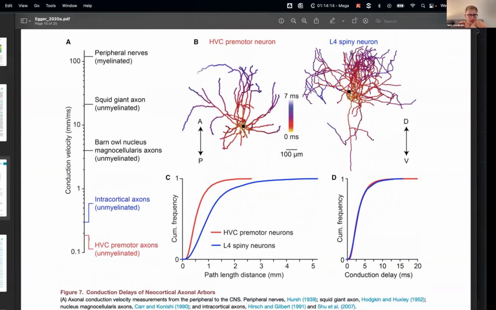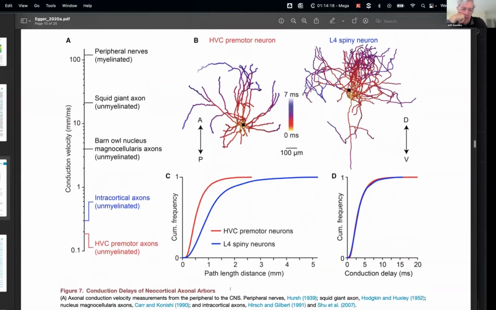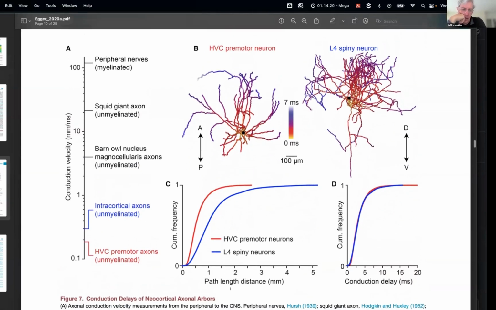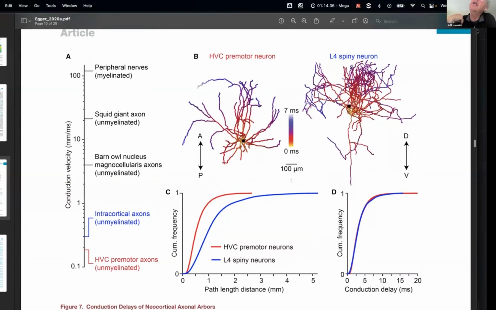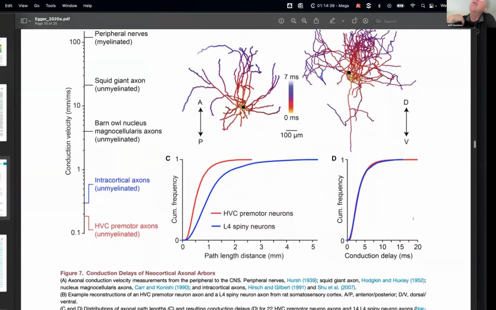Intracortical axons, unmyelinated. Okay, let's take that number. It looks like this is a log scale, so that's like 0.2. Is that right? That blue one, intracortical axons unmyelinated. Let's just take that one. 0.2 millimeters per millisecond. So how far would I go per millisecond?